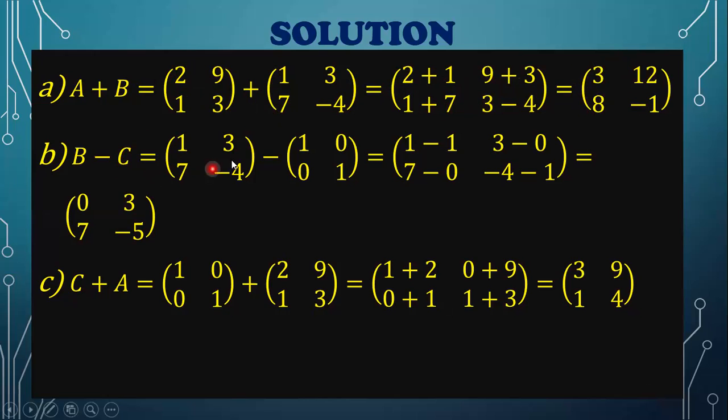So we do the same with B minus C. We subtract elements which are corresponding in positions in the different matrices. 1 with the 1, subtract 3 minus 0, 7 minus 0, negative 4 minus 1, such that our answer is this one here.